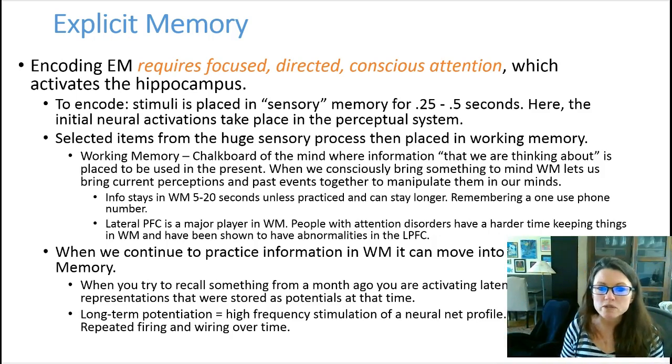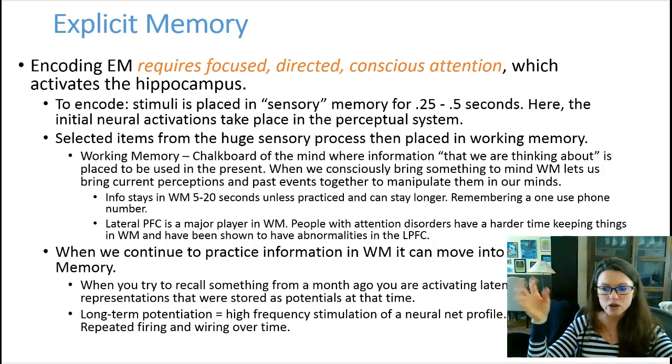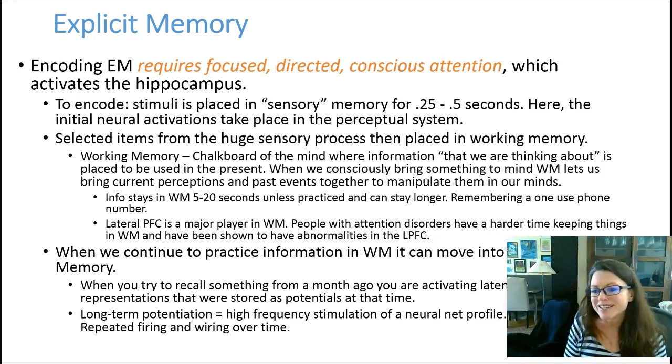So to encode, stimuli is first placed in sensory memory. It comes in through the thalamus, all of what we see, hear, taste, feel, all of that information is coming in. It only stays there for like a quarter to half a second. Initial neural activations take place in those perceptual systems, visual, auditory, all of those little systems going off and creating those initial engrams, that initial neural activation. Selected items from that huge sensory process are then placed in working memory.